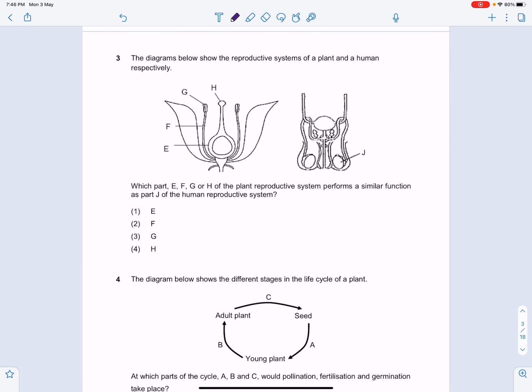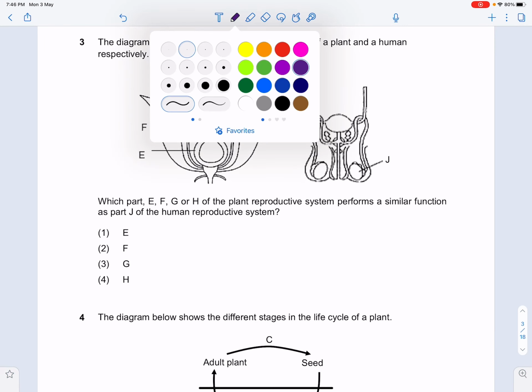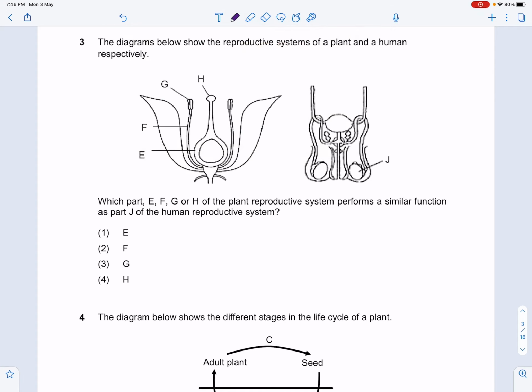The diagram below shows the reproductive systems of a plant and a human respectively. The question is asking which part E, F, G or H of the plant reproductive system performs a similar function to part J of the human reproductive system. To answer this question, the first thing we need to do is identify part J and know exactly what we are dealing with. So J is actually your testis, and the function of the testis is to produce the male sex cells, also known as your sperms for the human.